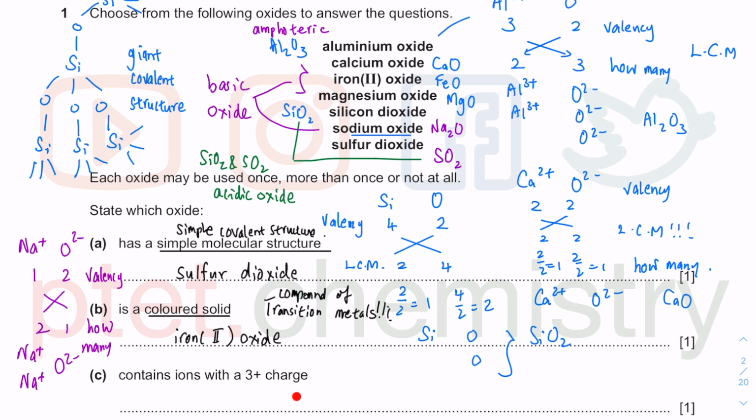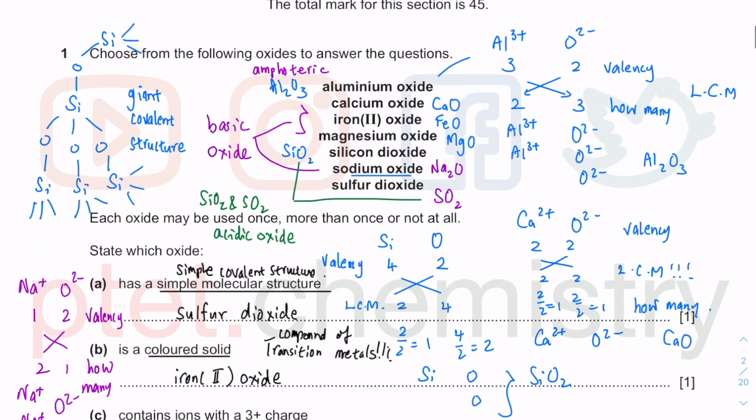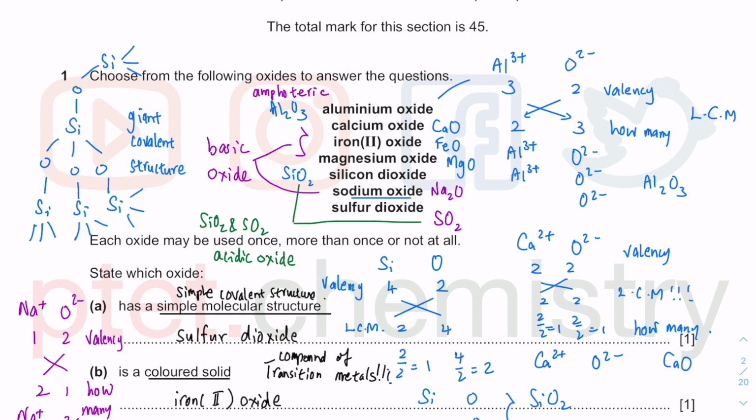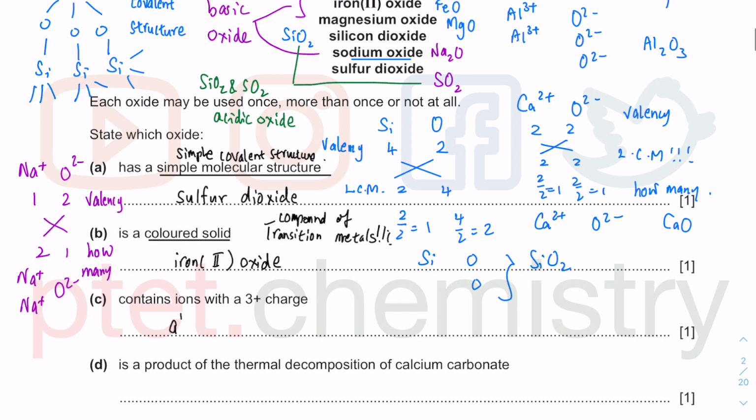Part C, contain ions with a 3+ charge. So we're looking at metal oxides, and of all of these, the only one which is 3+ is your aluminium oxide, Al3+, group 3 there. So this is your aluminium oxide.